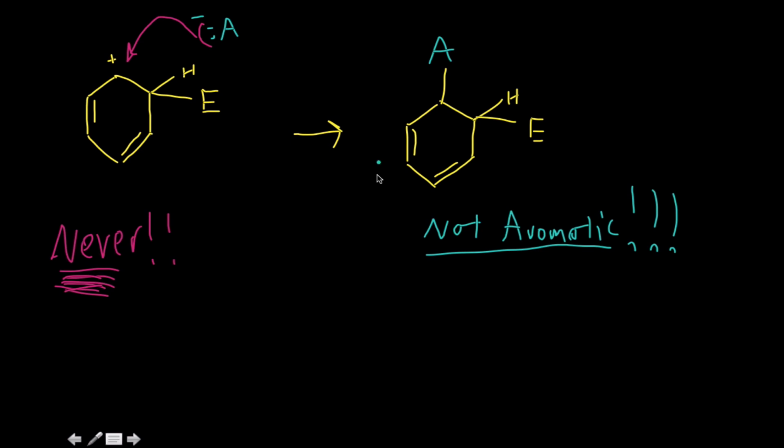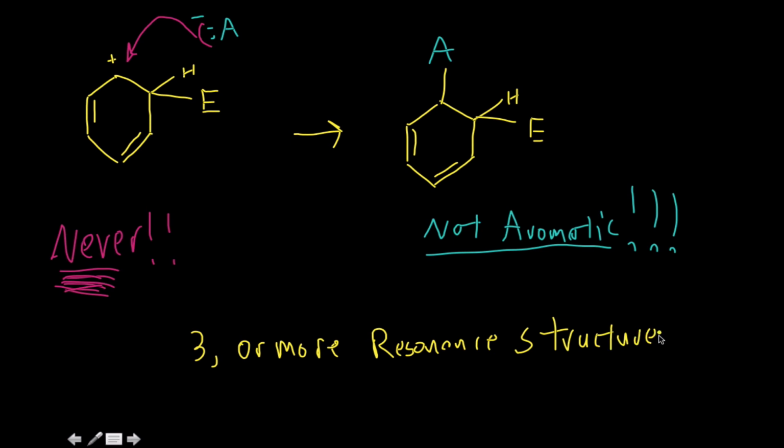Also, when you have this carbocation here as the reaction intermediate, one of the things that I forgot to mention is that this will give us at least three, depending on what substituents you have, you may have more, so I'm going to say 3 or more resonance structures. All right, so 3 or more resonance structures can be formed by that.